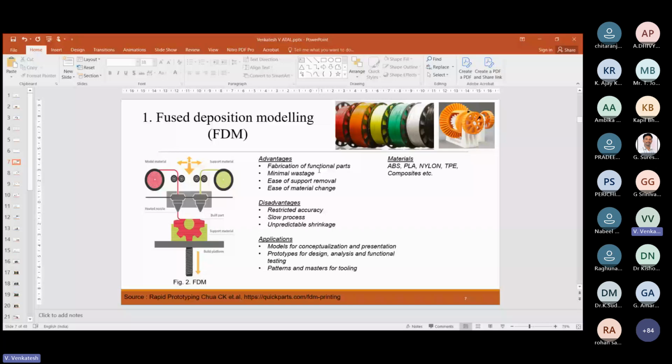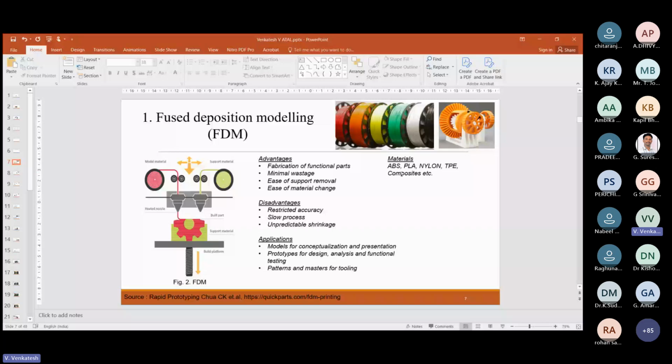But for a few composite materials it's possible, not for the rarer varieties. The wastage in this technology is very minimal, and it's very simple to remove the support structures. At the same time, it's very simple to change the materials after completing one particular product. Coming to the major disadvantages, or rather I can say limitations, the accuracy of the products produced using this technology is very limited. Products produced with this technology are used in multiple applications. The materials suitable for this technology are limited varieties of composite materials, ABS, PLA, nylon, PETG, and some other varieties.